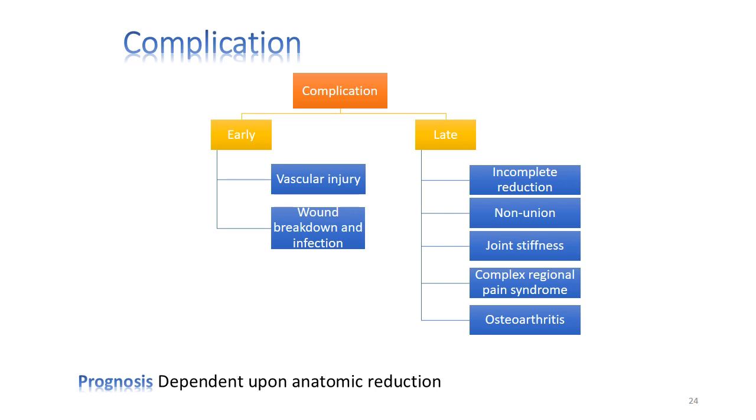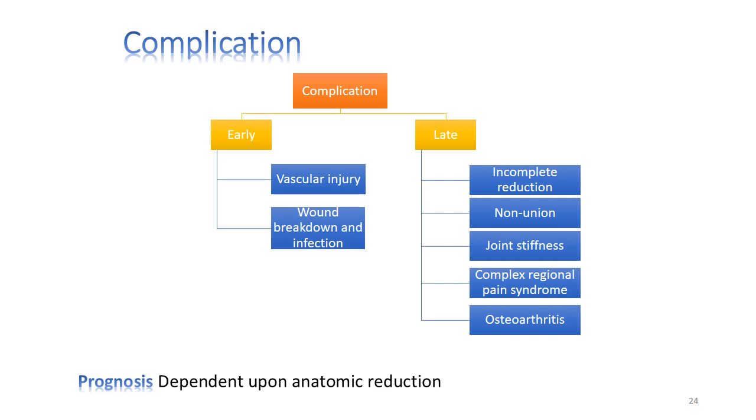For late complications, incomplete reduction is common and can sometimes be corrected by corrective osteotomy. It also can cause non-union, which can be prevented by operative reduction and screw fixation. For joint stiffness, swelling and stiffness of the ankle are usually the result of the soft tissue injury. So for this joint stiffness, physiotherapy is very useful.